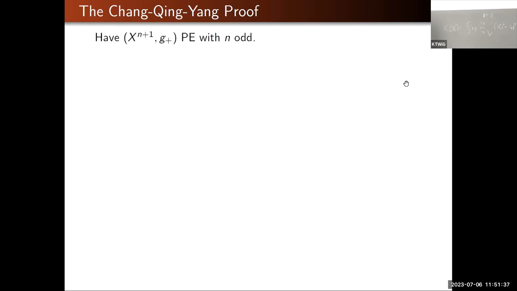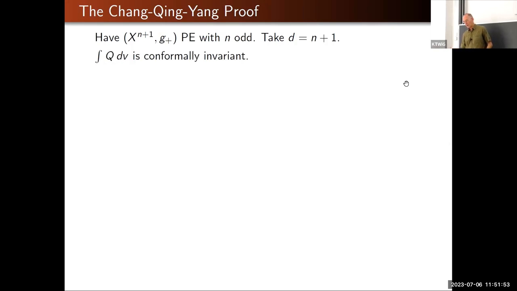Okay, so here's the way it goes. We have a Poincaré-Einstein metric of even dimension, so n is odd. We look at dimension n plus one, and we look at the Q curvature as a scalar object constructed out of a metric. One of the properties the Q curvature has is that its integral over a compact manifold is conformally invariant. So by Alexakis' theorem, the Q curvature has a decomposition.